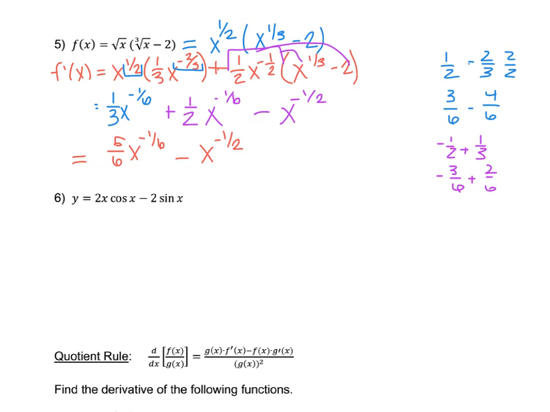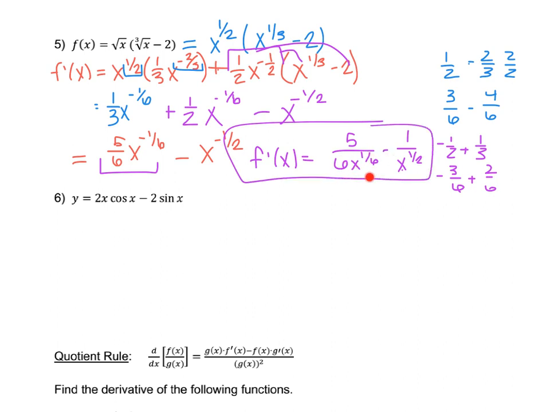However, our final answer should not have any negative exponents in it. So all we have to do is convert these to fractions. So let's see, our final answer, f prime, this first term turns into 5 over 6 x to the positive 1/6, minus 1 over x to the positive 1/2, or square root of x, either way. This is completely fine. You can leave it like that, meaning you can have these fractional exponents. You could have rewritten this as the 6th root of x and the square root of x. It doesn't matter. This is far enough.